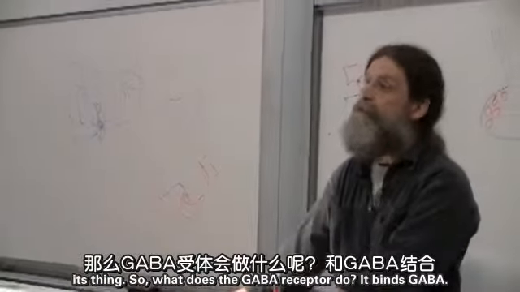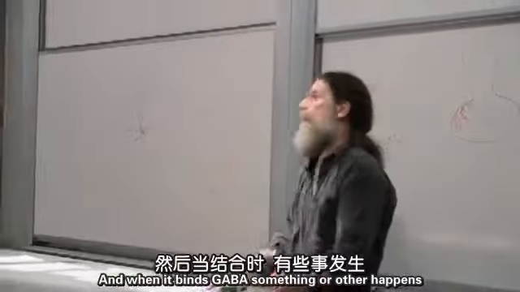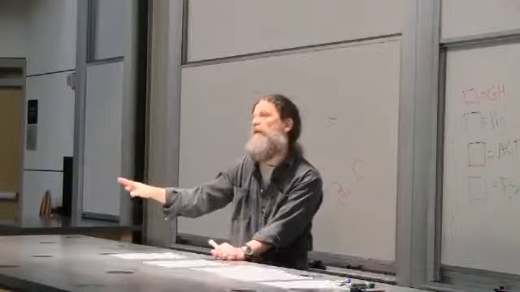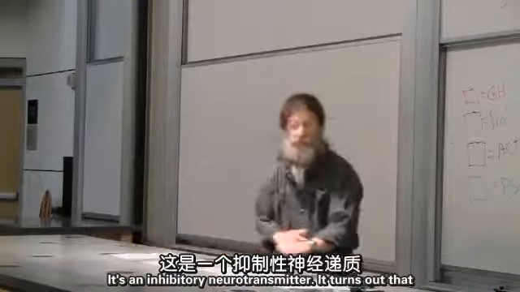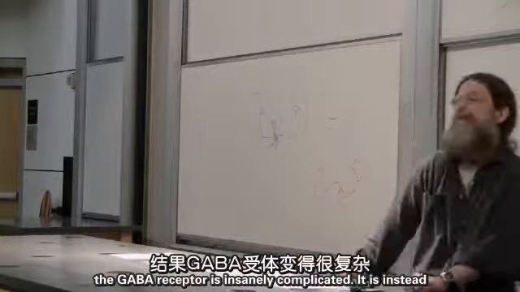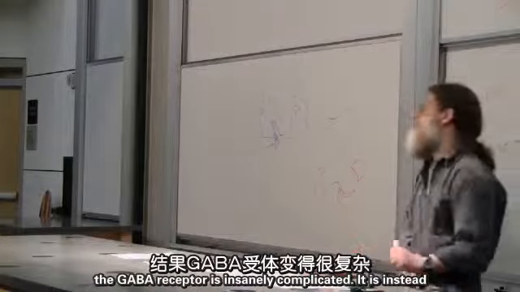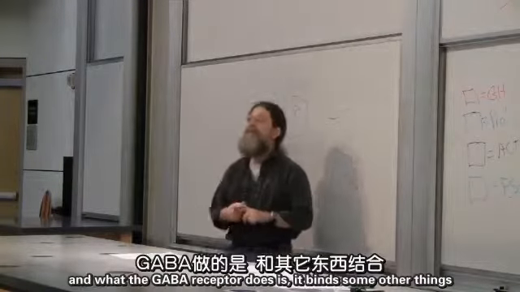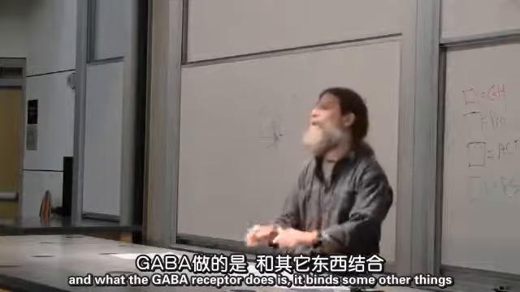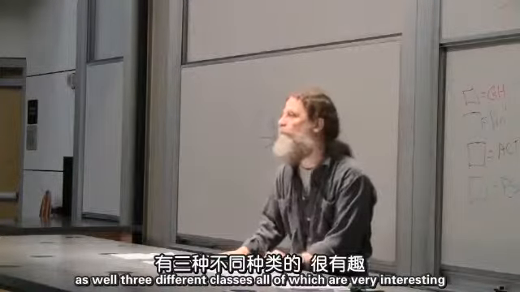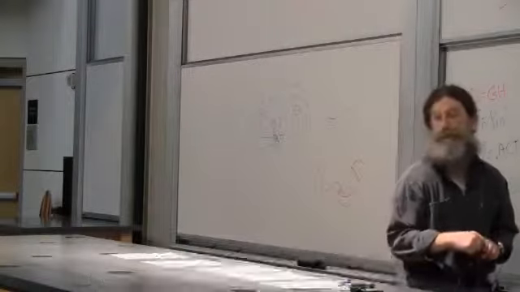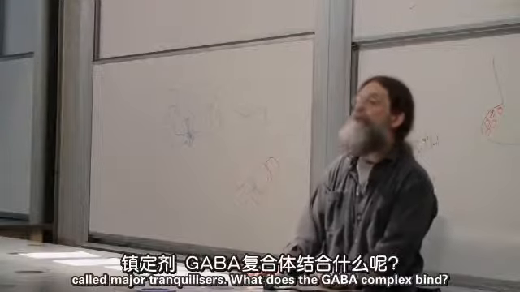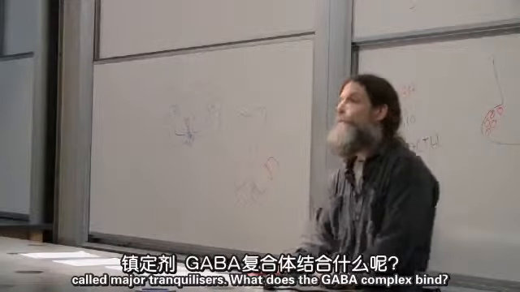So what does the GABA receptor do? It binds GABA. And when it binds GABA, something or other happens so that this neuron becomes less excitable. It's an inhibitory neurotransmitter. It turns out the GABA receptor is insanely complicated. It is instead a receptor complex of a whole bunch of different proteins. And what the GABA receptor does is it binds some other things as well. Three different classes, all of which are very interesting. The first class of additional things that it binds are things called major tranquilizers.